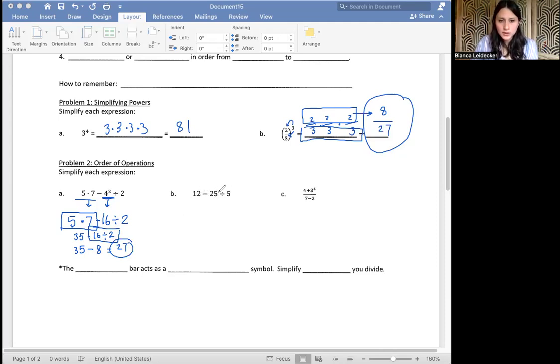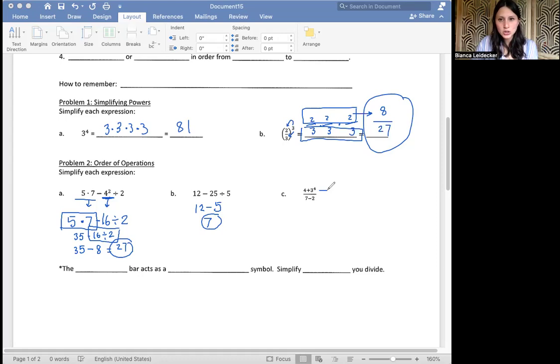Here, B, we only have 2 operations. Division comes before subtraction. So 25 divided by 5 is 5. 12 minus 5 is 7. That's your answer there. Then over here, we've got 2 expressions separated by your fraction bar.